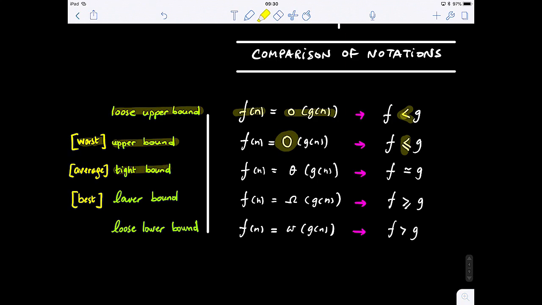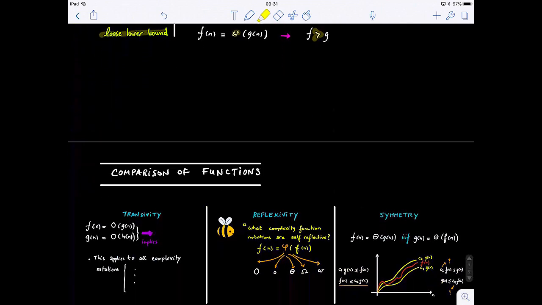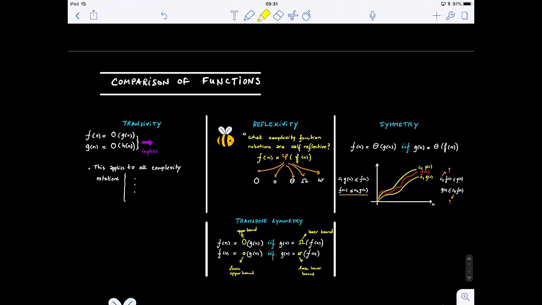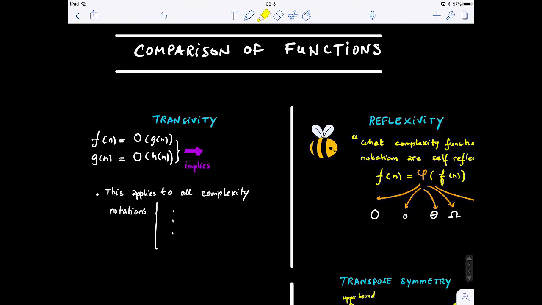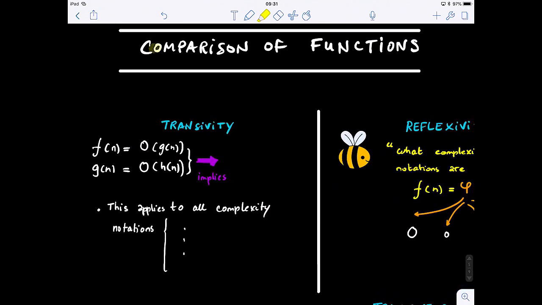Then we have the tight bound with theta, the lower bound, the best case scenario, with big omega, and the last one, the loose lower bound with the little omega, which is a strict inequality. Great. Now, it's important to learn how to compare these functions. Why? Because if we learn how to compare them, we can compare the time complexity of different algorithms.